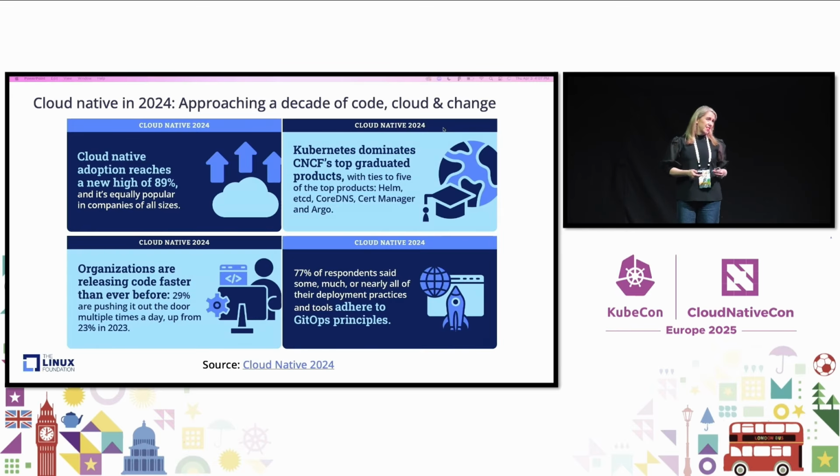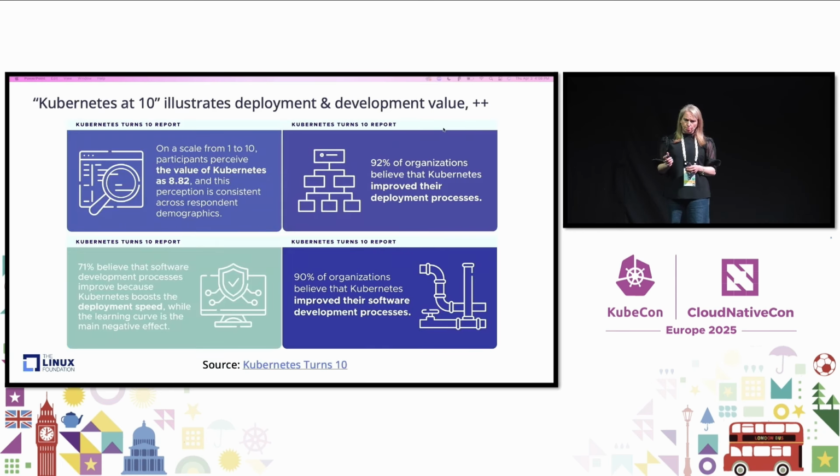Here we are at a conference named after this very project. The fact that organizations are releasing code at a faster pace is an example of some of the insights that the report created. And how GitOps principles and other types of approaches to using CI/CD is increasing year over year. So these are some of the trends that you'll find in our 2024 study that just came out this week.